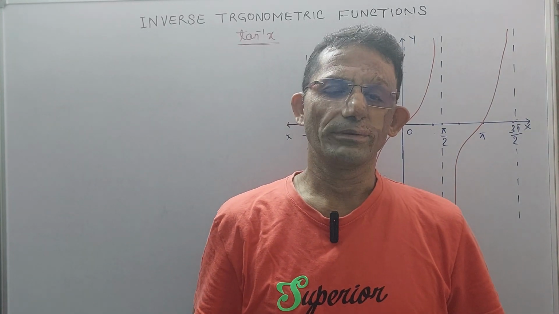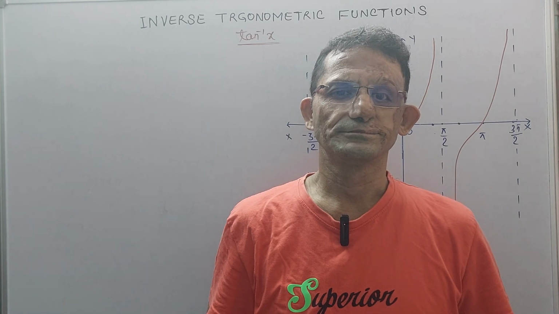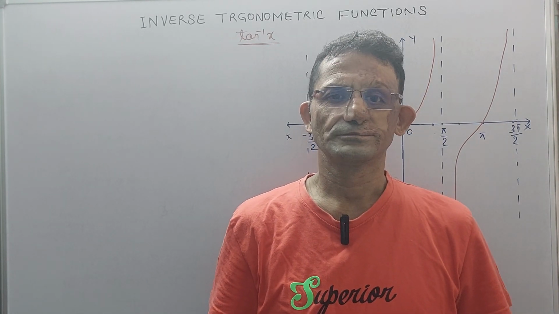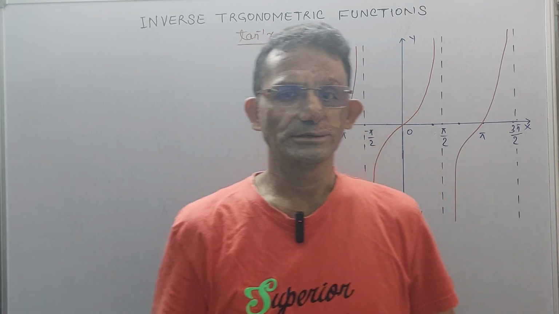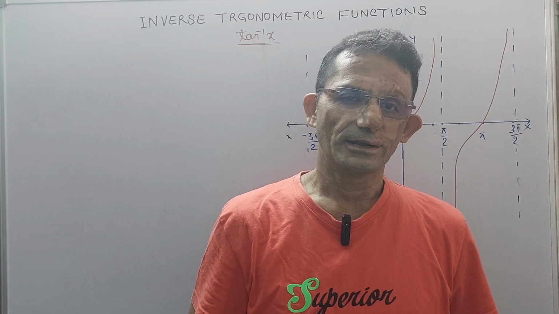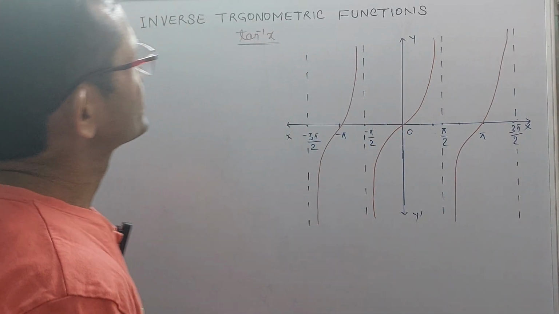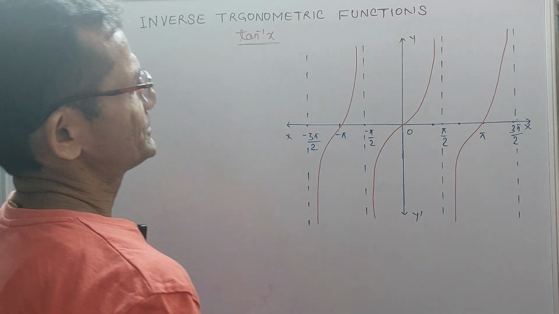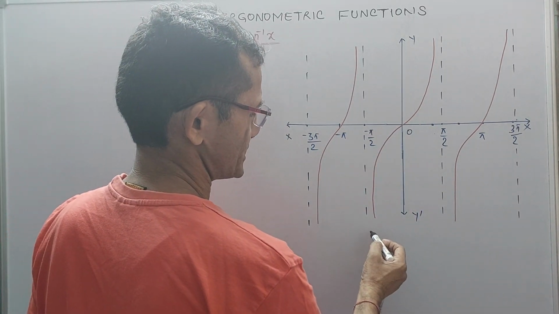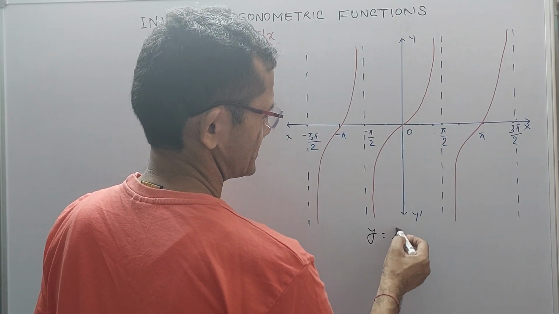Today's topic of discussion is tan inverse x and cot inverse x. It is very important to know the domain and range of these functions. Let us discuss first tan inverse x. So this is the graph of y is equal to tan x. This is the graph of the tan x.